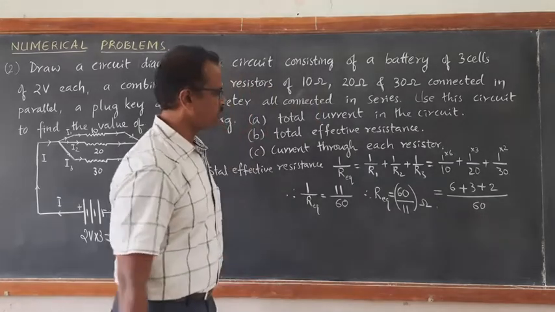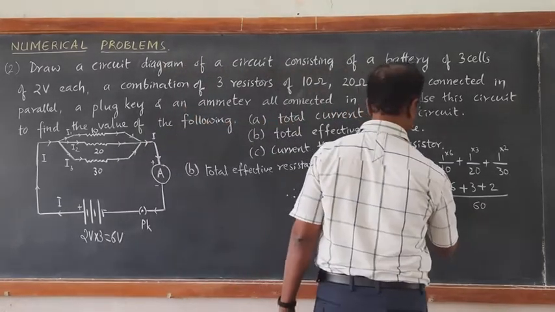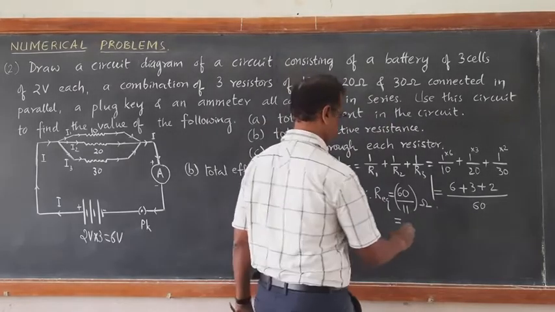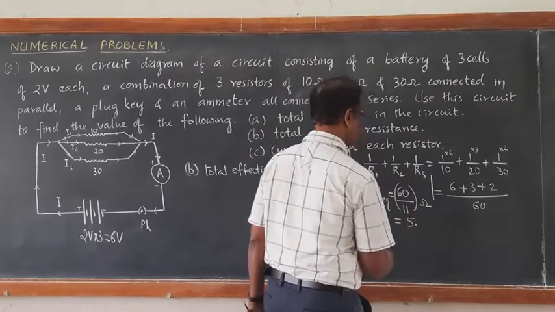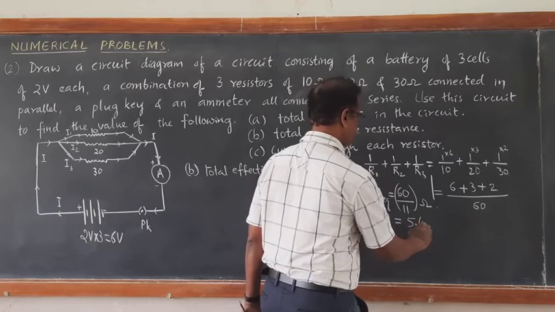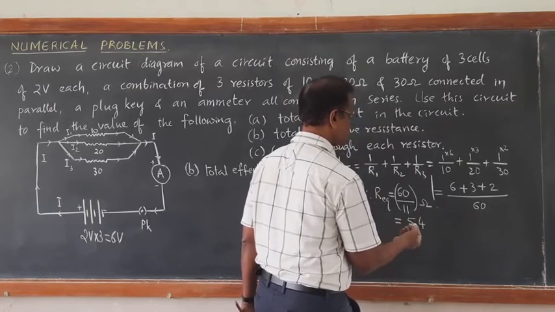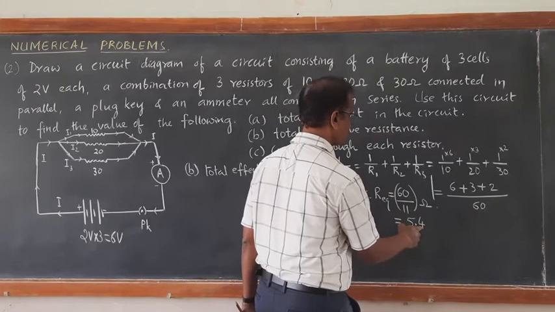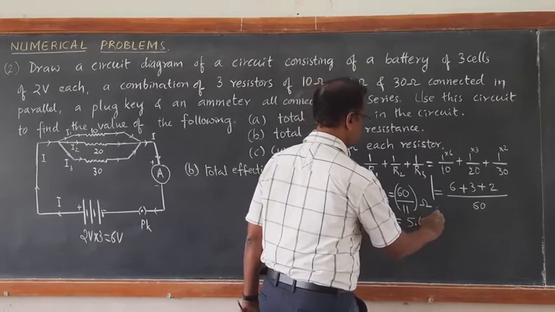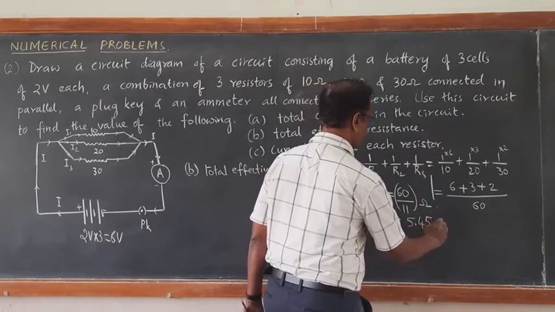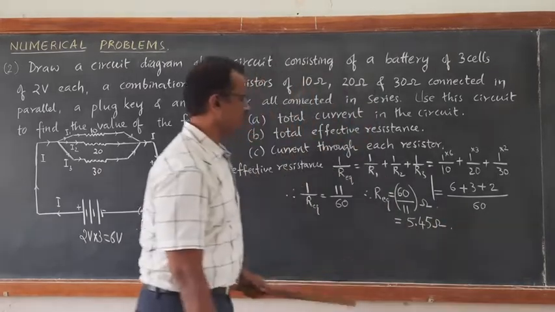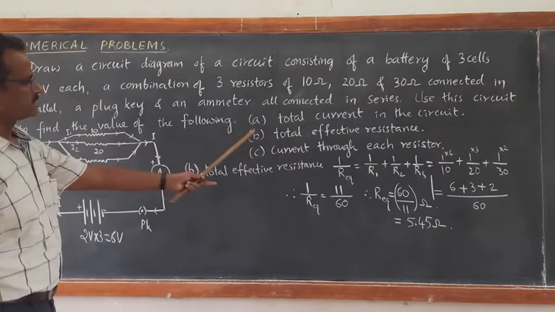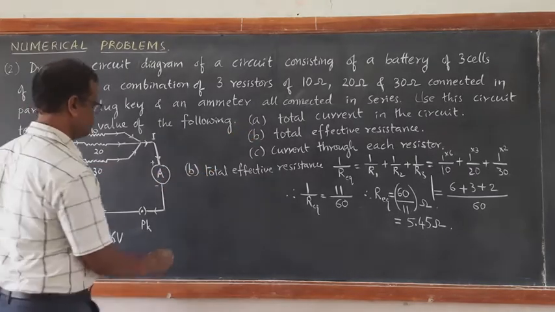So you can convert this into decimal. 11 5s are 55, remainder 5, so 50: 11 4s are 44, remainder 6, so 60: 11 5s are 55. So 5.45 ohm. This is the equivalent resistance, 5.45 ohm. Okay.